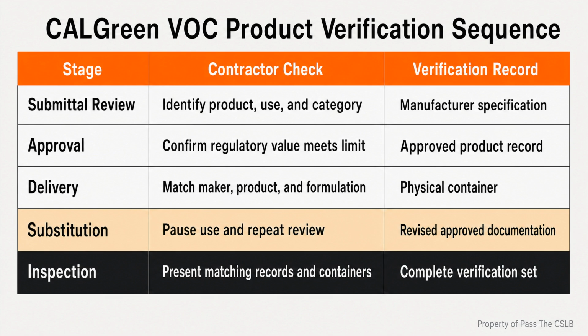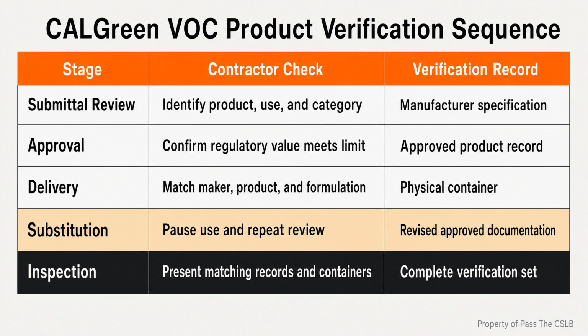The practical field choice is to stop an unreviewed substitution before application, confirm the correct product category and limit, and preserve the matching verification record. That short pause is much easier than trying to reconstruct chemical compliance after surfaces are finished and containers disappear.